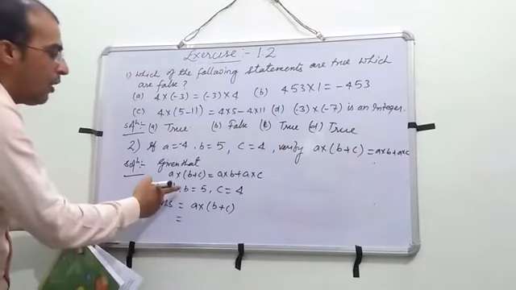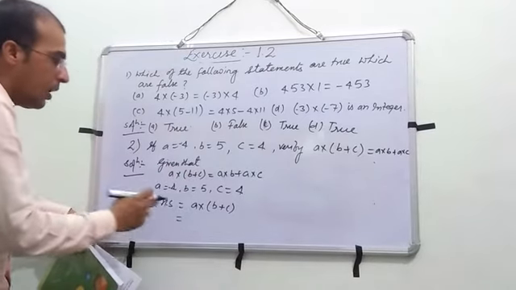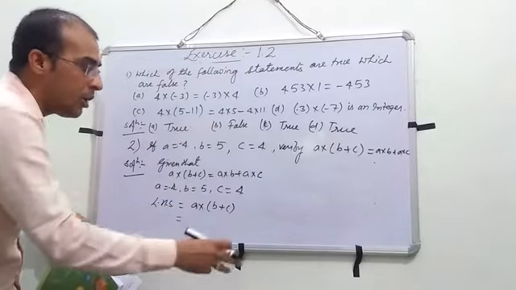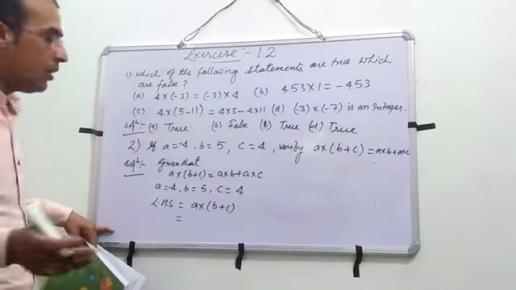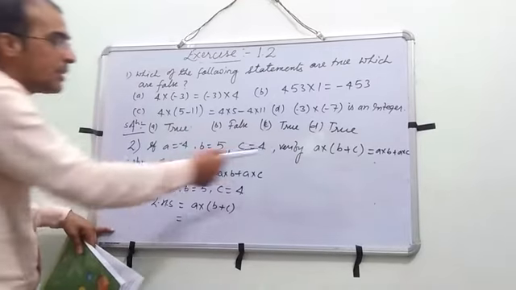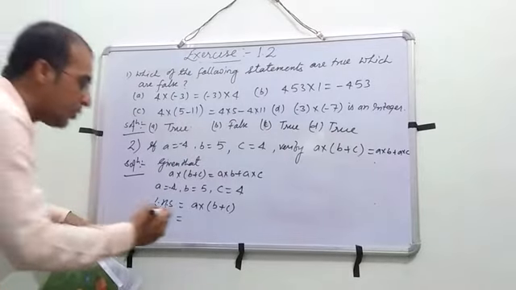So we will put the values of A, B, C in LHS and solve, and again we will put the values of A, B, C in RHS and solve. If both values are equal, then we can say that LHS equals RHS. It means that this statement is true for this value. Okay. So what is A?